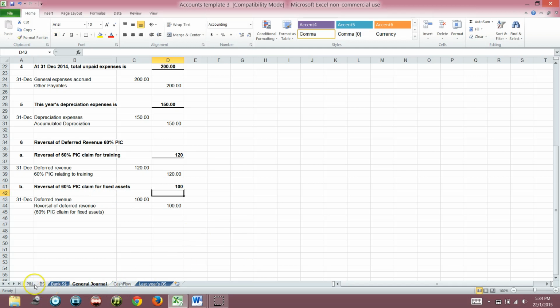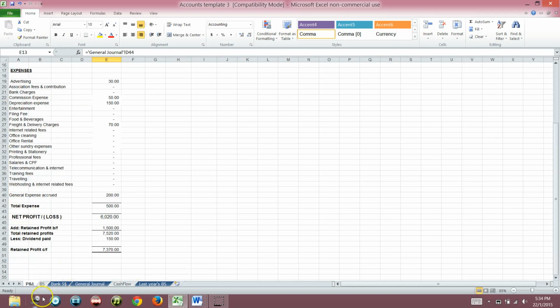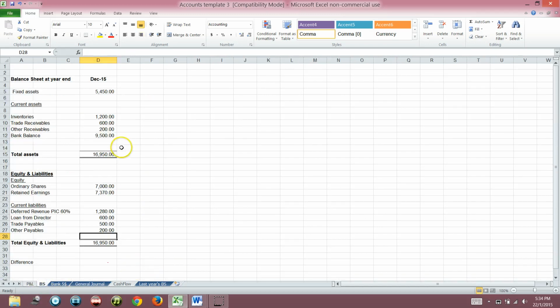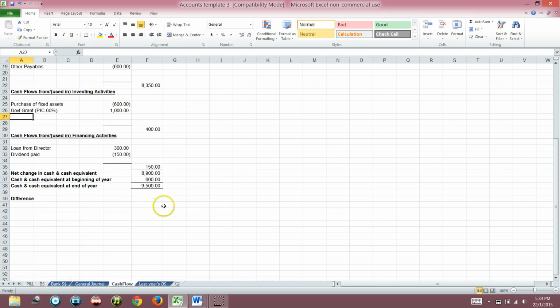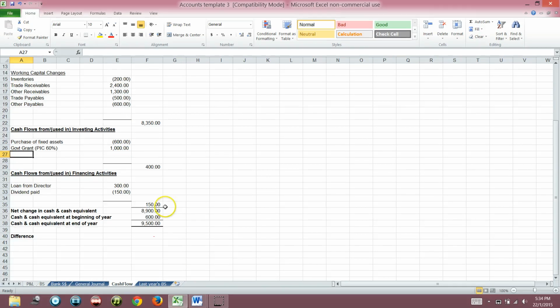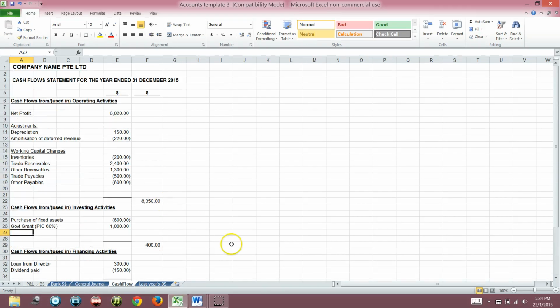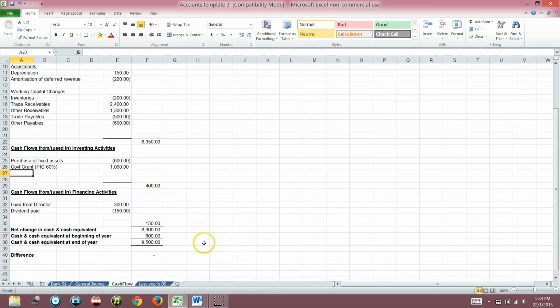Okay, so you see, once you have keyed in this figure, your profit and loss account is auto-generated, your balance sheet is auto-generated and it balances, and your cash flow statements is auto-generated. So after you've done this, what you need to do is you print it out, and then whatever adjustment that you need to do, you do it manually. So you don't adjust the template in this way, so as not to mess up.